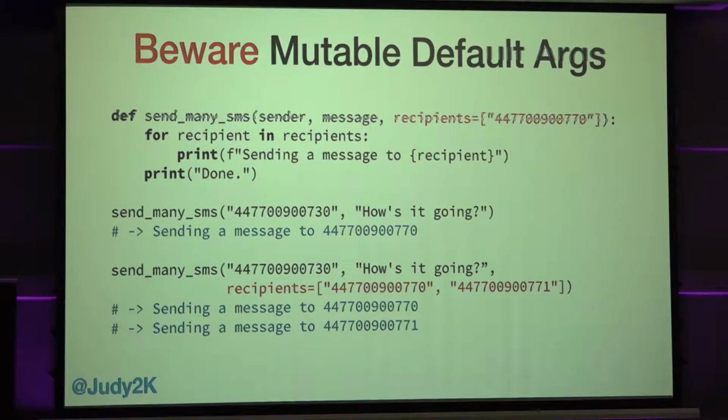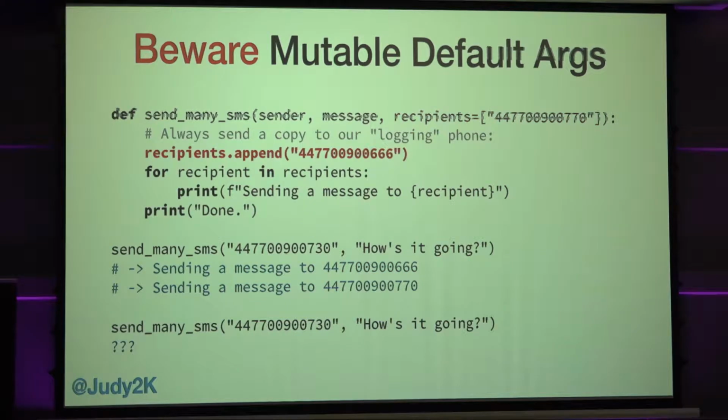We can call this without providing a value, in which case it will use the list that we've provided, or we can call it with a list with a specific set of numbers, and that works, right? So we can see that in the first case it's sending it to one person, and in the second case it's sending it to 2 people. But requirements change. And at some point we realize that, in fact, we've got a logging phone. It's a stupid idea, but every time we send an SMS to our friends, we also want to make sure there's a copy sent to our logging phone, just to make sure that we're keeping a copy of it somewhere.